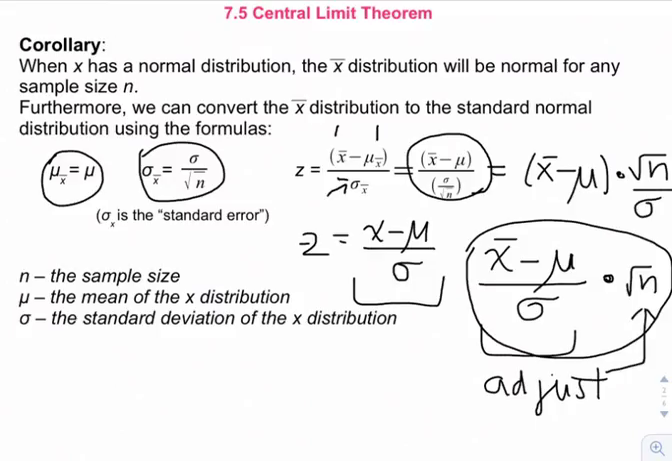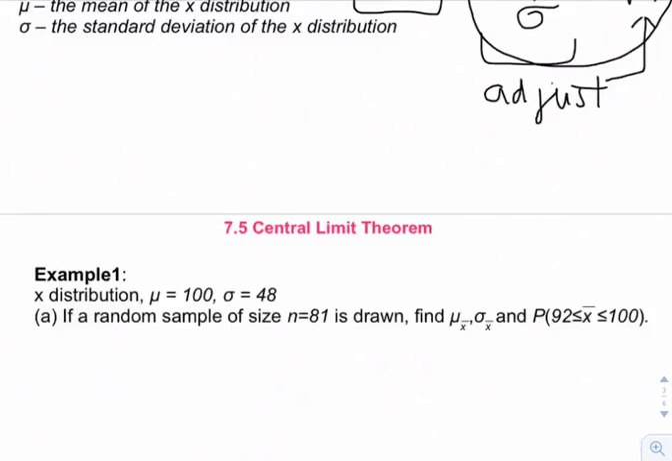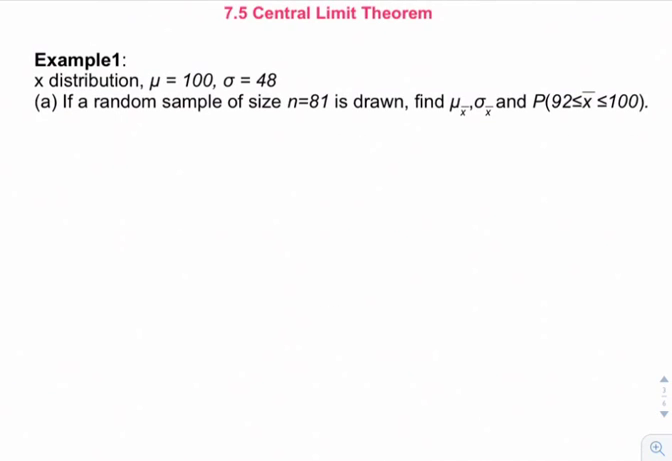So we can change our x values into z values, so we can use our z table, and now we can also change our x bar values into z values, so we can use our z-table. So let's look at an example here. So we have an X distribution where the mean is 100 and the standard deviation is 48. So we're saying that if we have a random sample of size 81, and we would like to know what's the probability that that random sample is between 92 and 81.